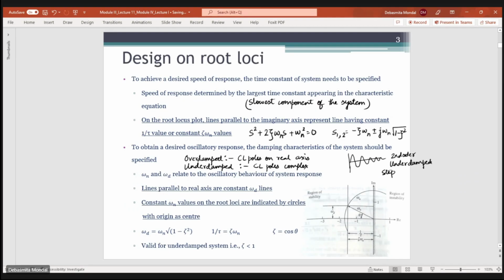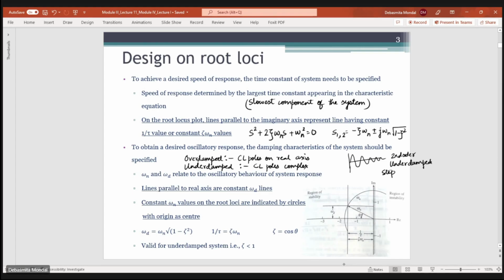Okay, so in case the desired response that we want is an oscillatory response, the damping characteristics of the system should be specified. If you have an oscillatory response, you will need to find out the value of omega n and omega d, omega n being the undamped frequency of oscillation and omega d the damped frequency of oscillation. Now in the root locus, again, the lines which are parallel to the real axis correspond to the constant omega d lines.